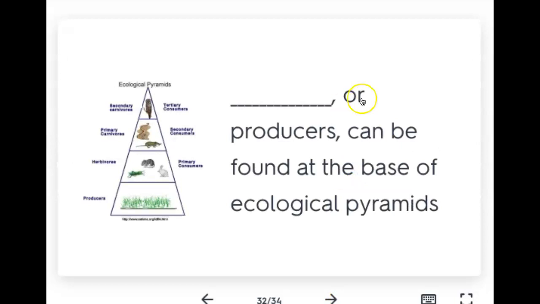Autotrophs are going to be producers. They're organisms that can go through photosynthesis and are able to produce their own food. So autotrophs are going to be the base of any ecological pyramid, of any trophic level pyramid. You're going to have the producers at the bottom.